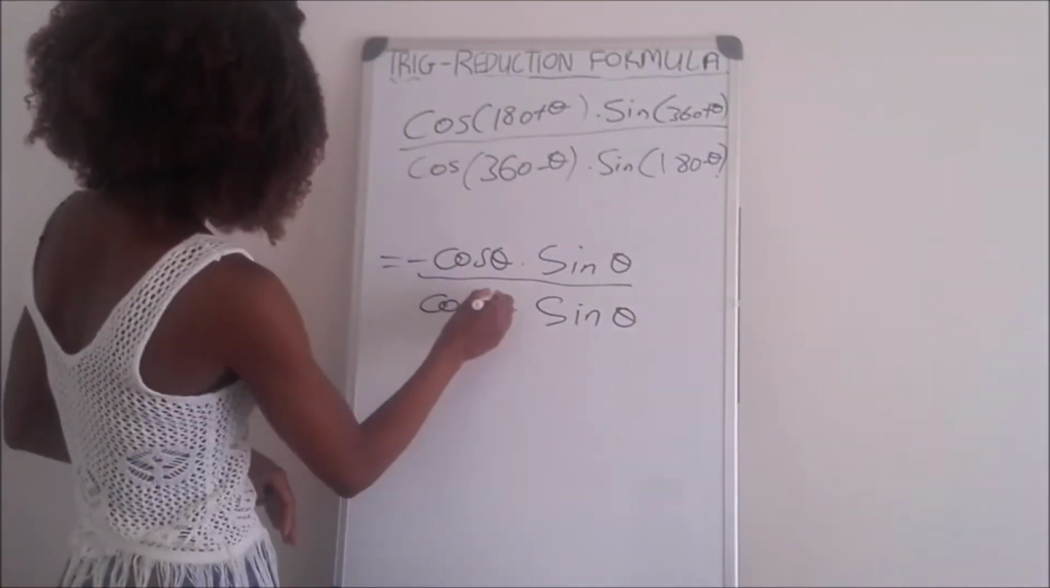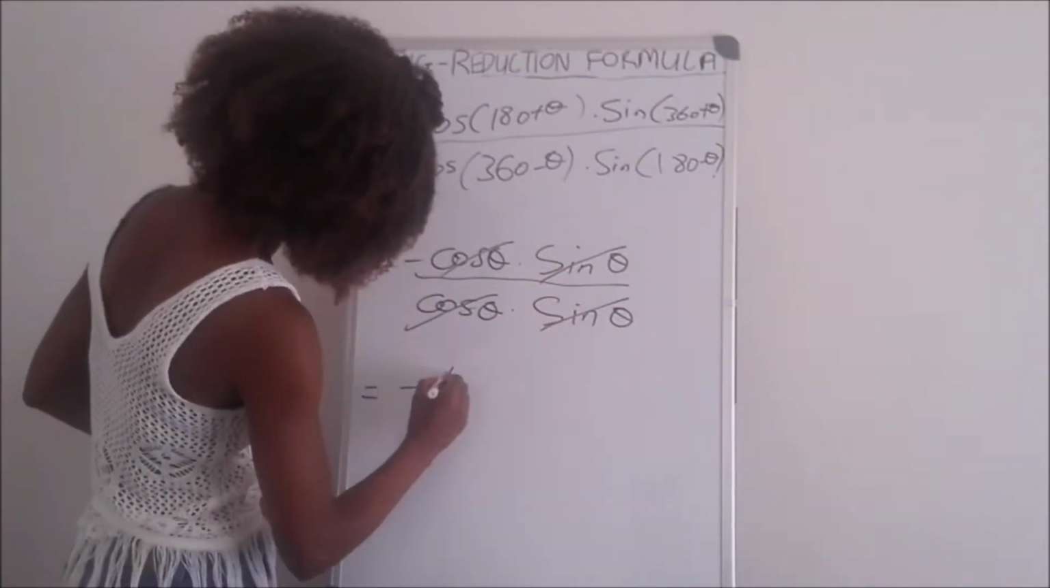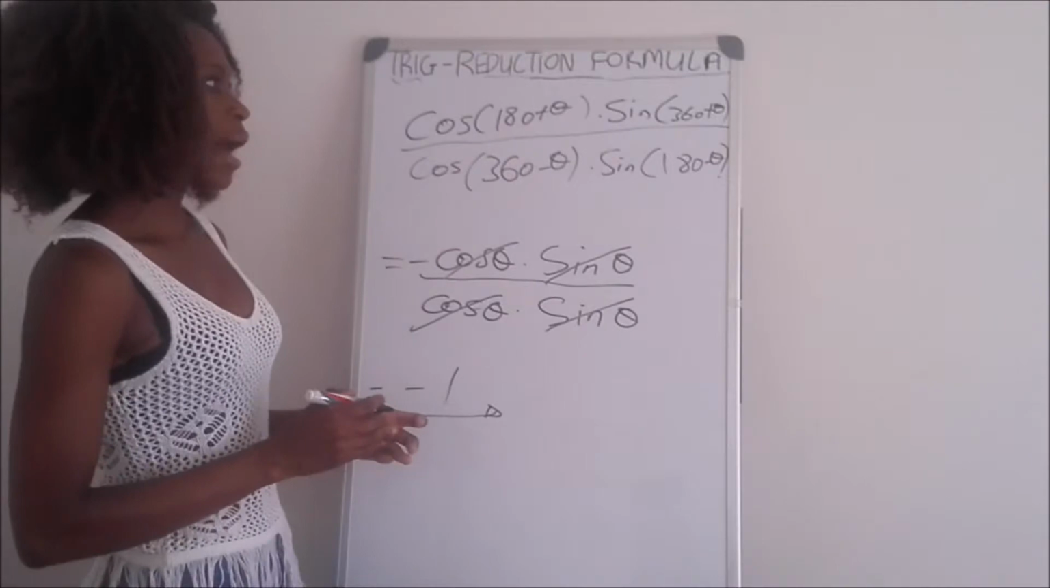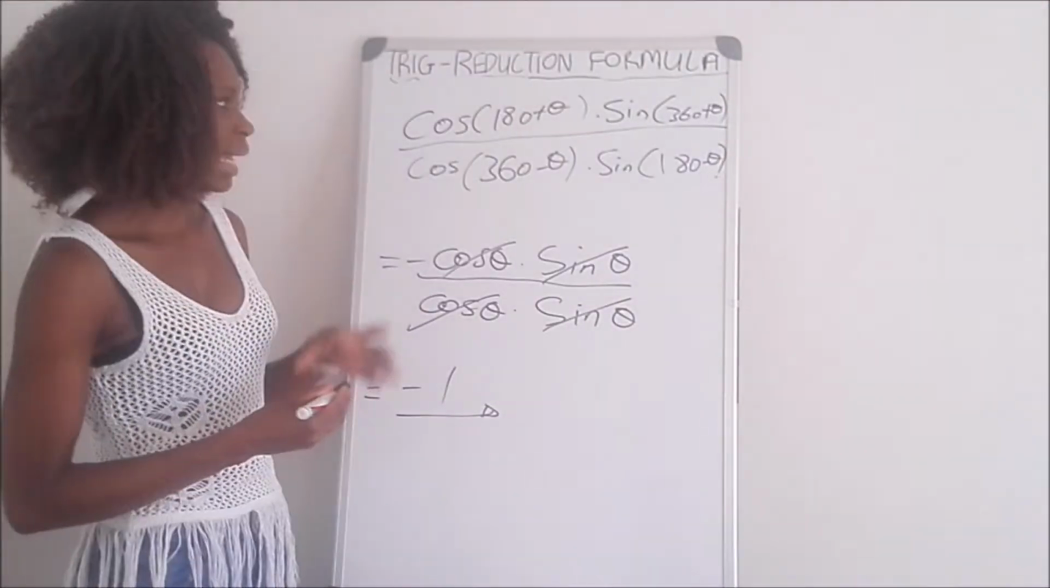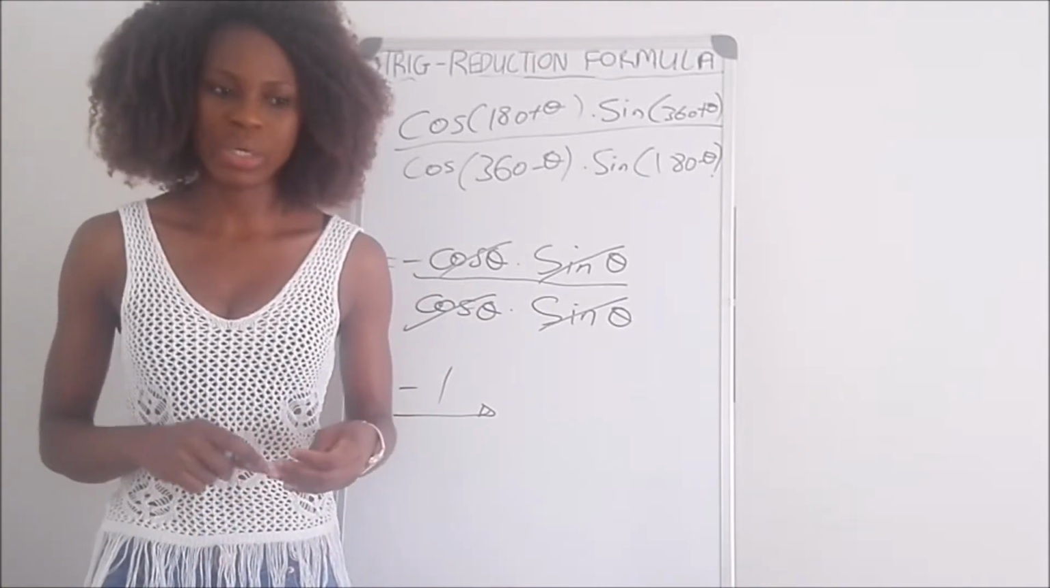Then from here, this and this will cancel out, this and this will cancel out, and we'll be left with −1. All right, I hope you understood this question. This was just an easy one so that we can understand how to solve questions on reduction formulas.